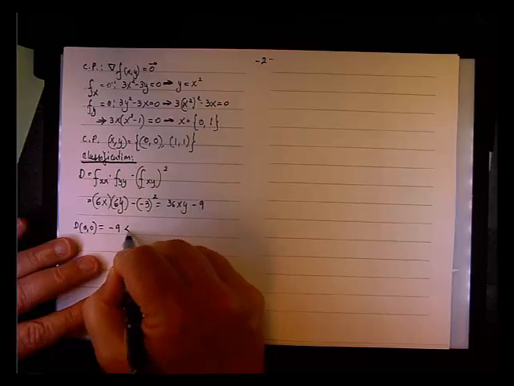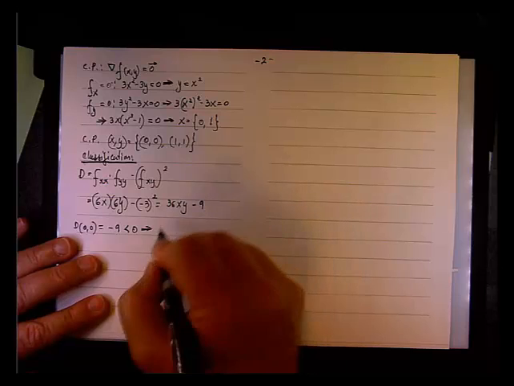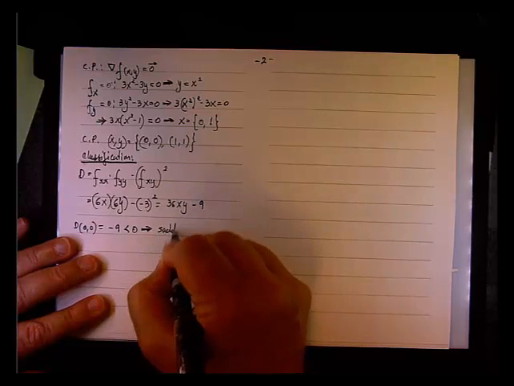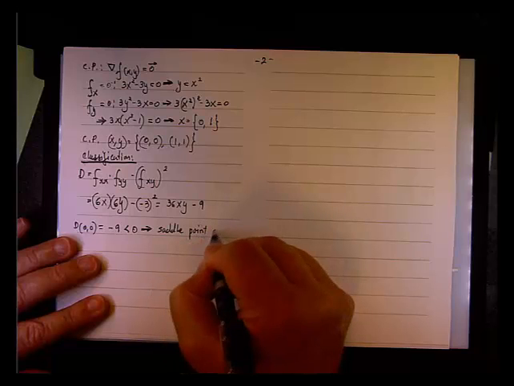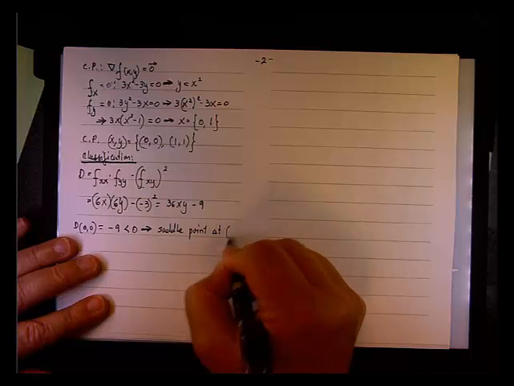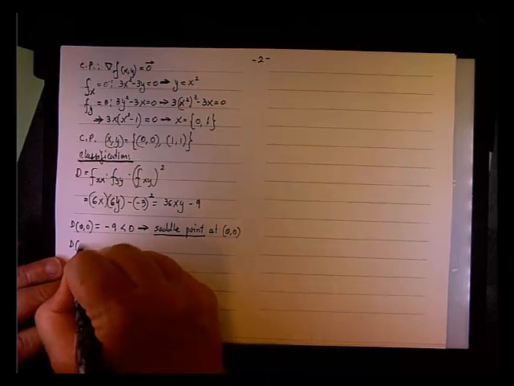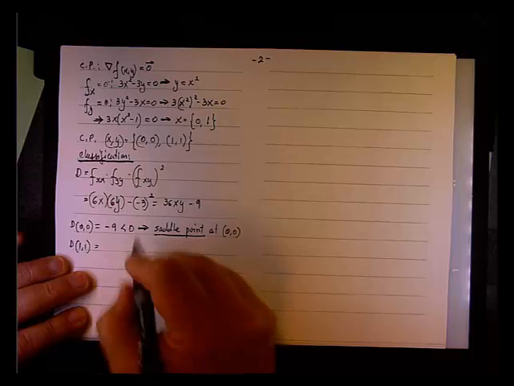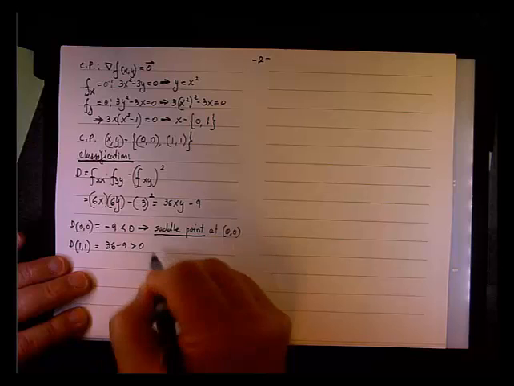So let's see, what is D at 0, 0? Well, at 0, 0 we have 0 minus negative 9. So it's negative, so we know that we have a saddle point. We have condition 3. So saddle point at 0, 0. And now let's check out 1, 1. D at 1, 1 equals 36 minus 9, and we know it's positive.